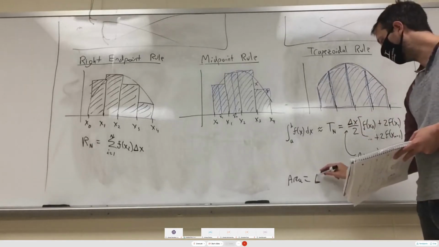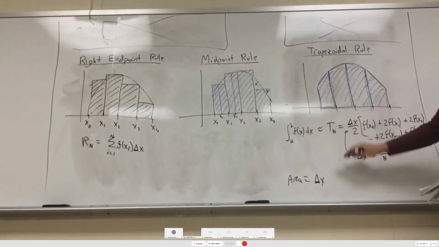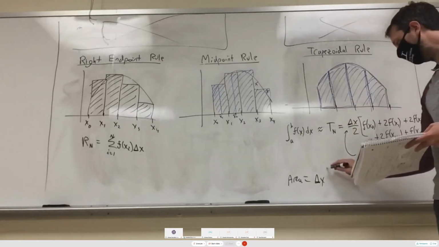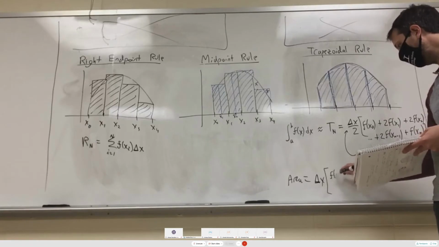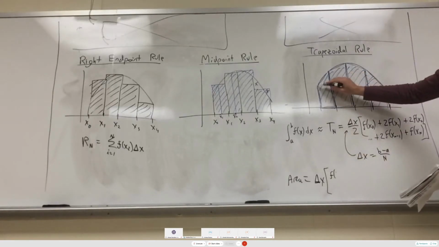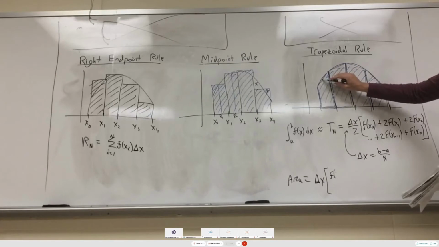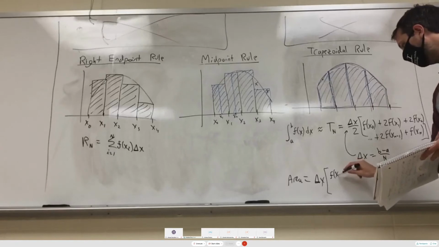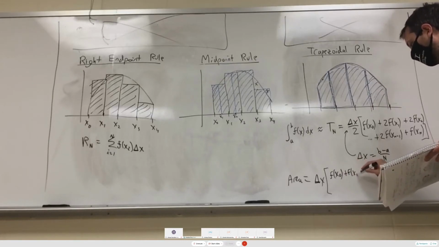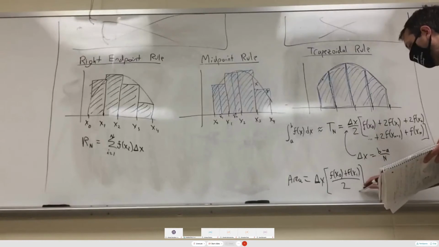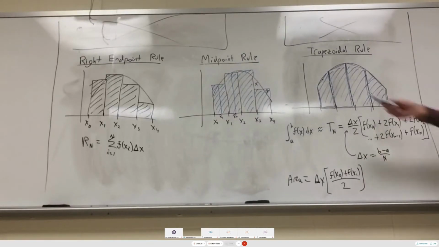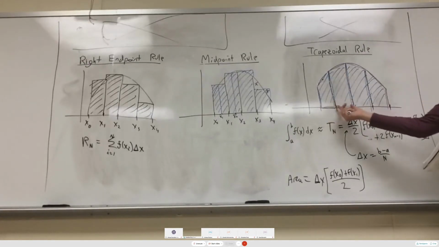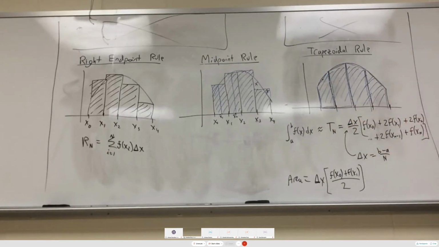Well, it would clearly be the width, which we're calling delta x, and then it's going to be (f of x0 plus f of x1) over 2, right? That would be your average height, or if you looked at the formula for the area of a trapezoid. That's the height that you're looking for. So what happens when we add up the areas of multiple trapezoids to get this whole thing?